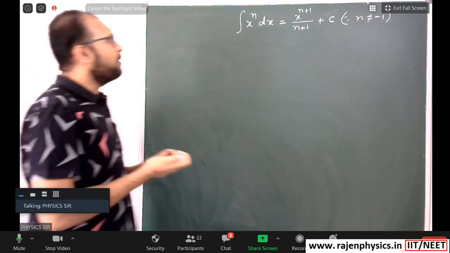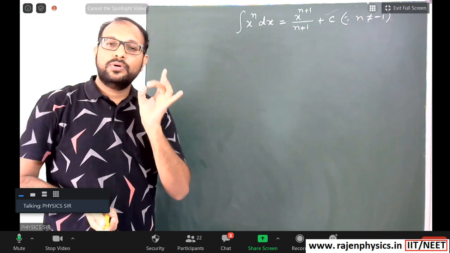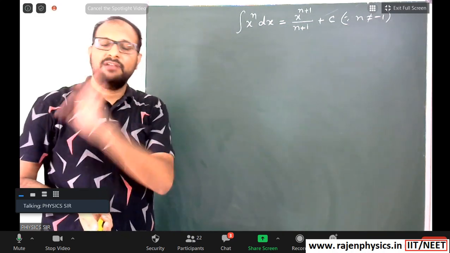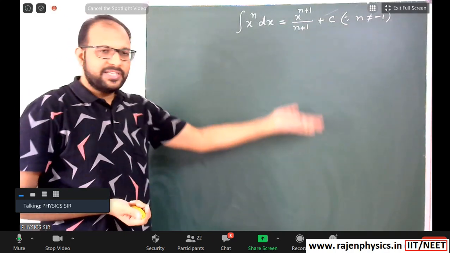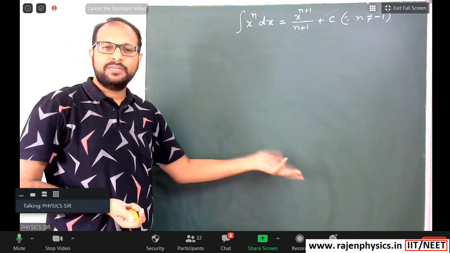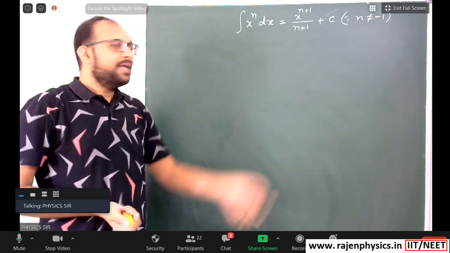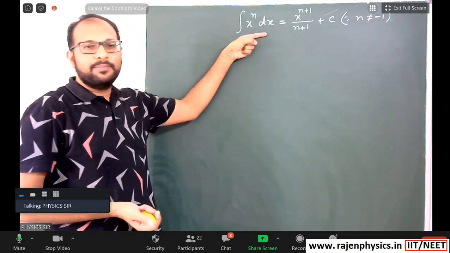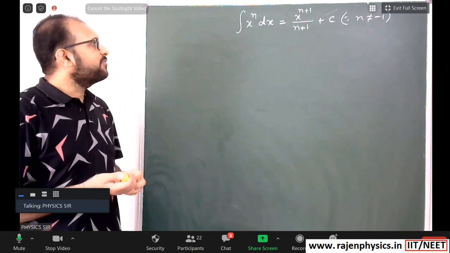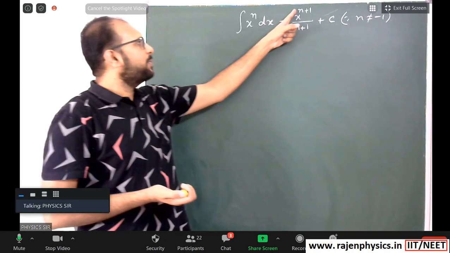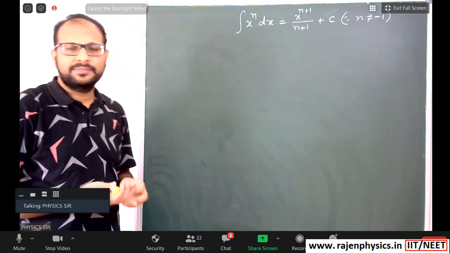Yes, students, now some examples on this, because this formula is most important in our physics solving. Out of the many equations there are in integration, not all are required. Whatever is required I will explain. But out of those, this is the most important: integral x to the power of n dx equal to x to the power of n plus 1 by n plus 1 plus c, where c is a constant.